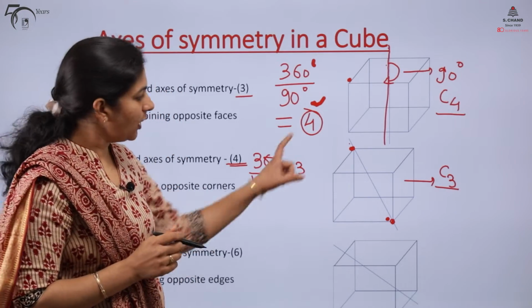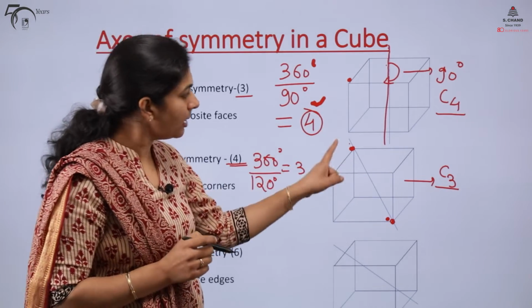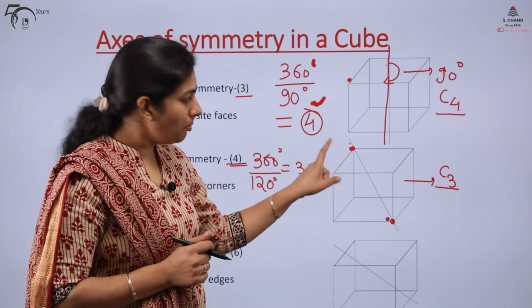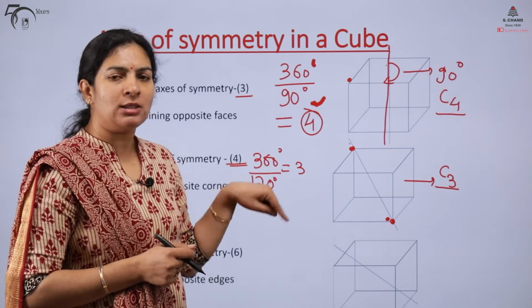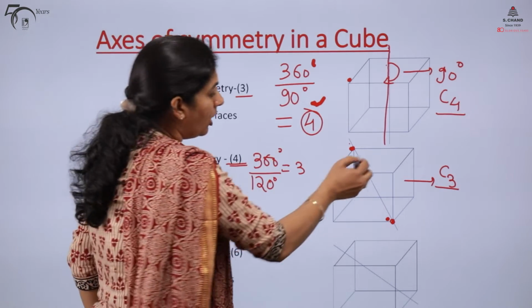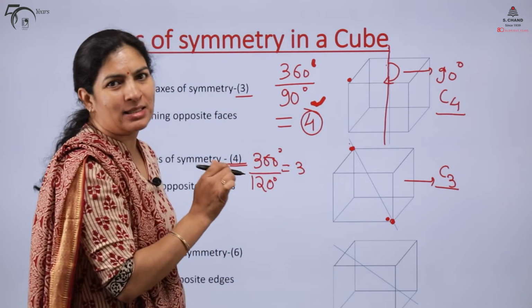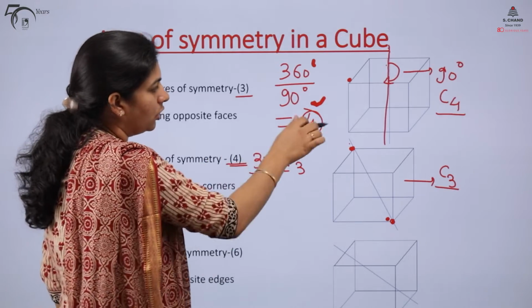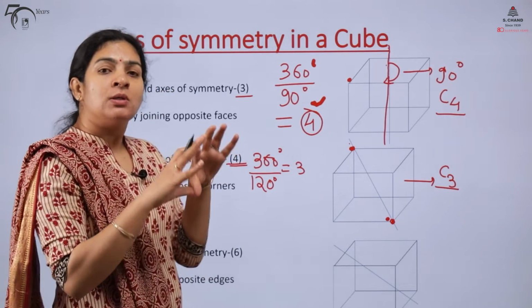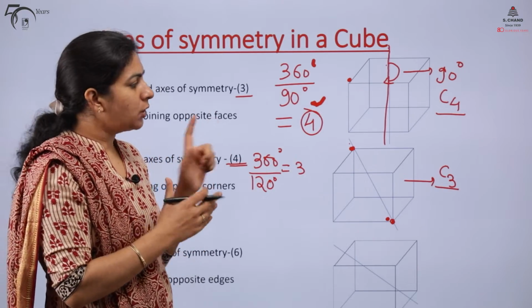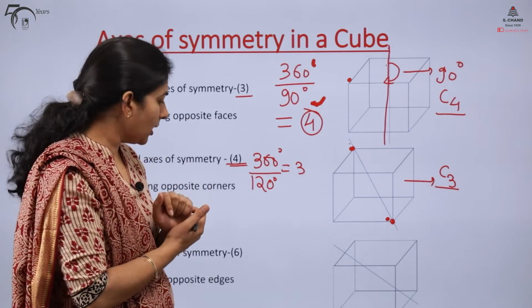Since this axis is formed by joining 2 corners, and we all know that 8 corners are there in a cube, 4 such axes can be drawn. Therefore we can say that 4 C3 axes of symmetry, or threefold axes of symmetry, are present in a cube.